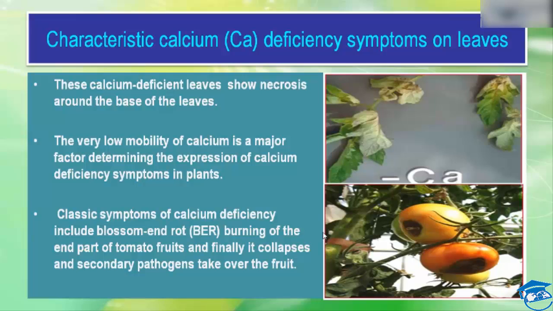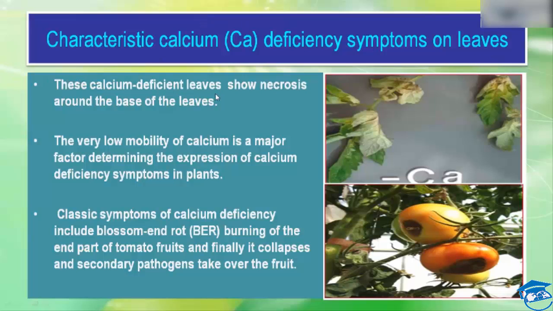It accumulates in older leaves. It is involved in the normal functioning of the cell membrane, and it activates certain enzymes and plays an important role in regulating metabolic activities. So what are the characteristic calcium deficiency symptoms on leaf, students?